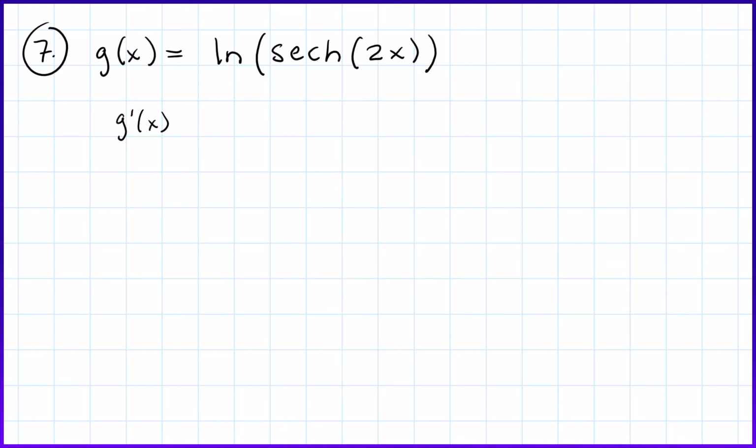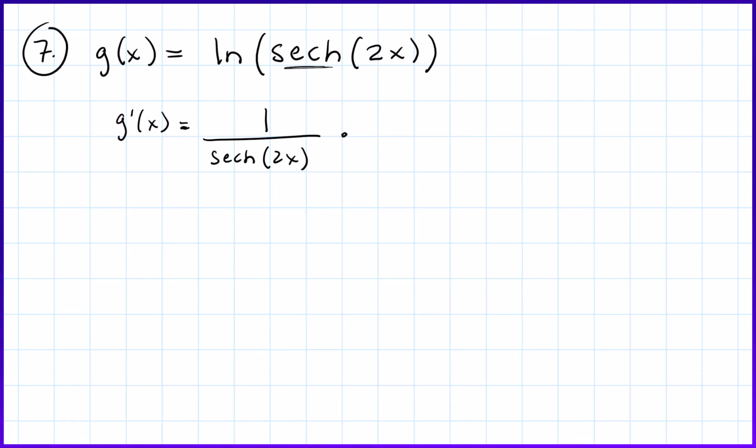So again, we've got some layers here of composition. We got to think about what's the derivative of the hyperbolic secant, and of course the derivative of the natural log. The derivative of the natural log, the outermost function in this composition, is going to be 1 over the argument of the logarithm. So that's the hyperbolic secant of 2x. Then we need to take the derivative of the hyperbolic secant.